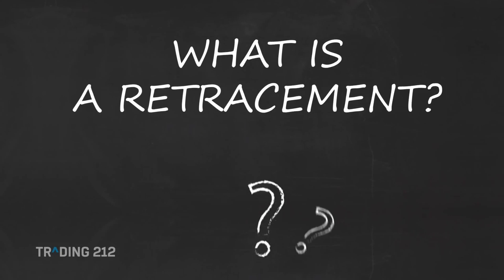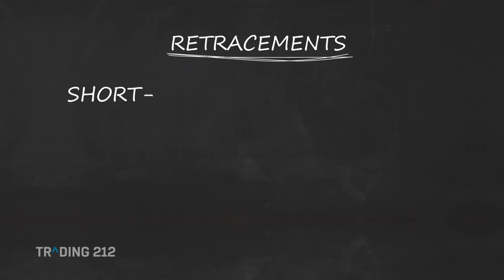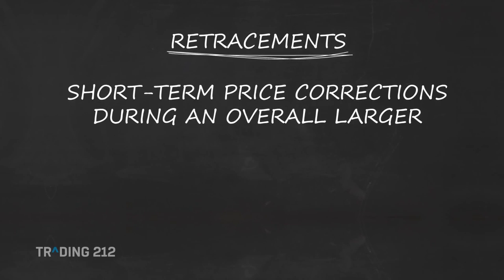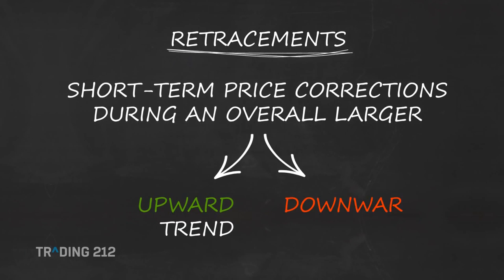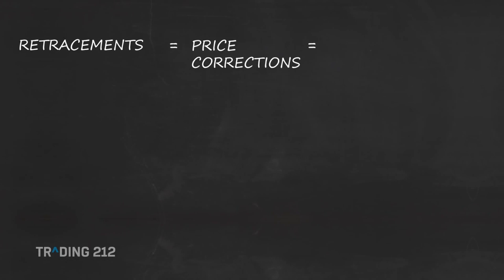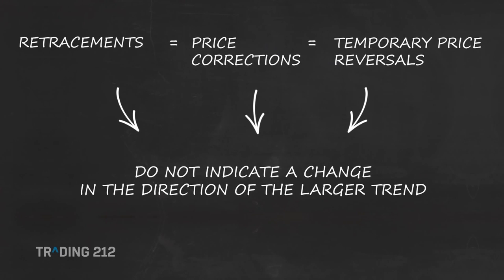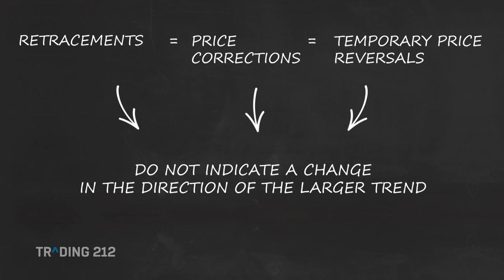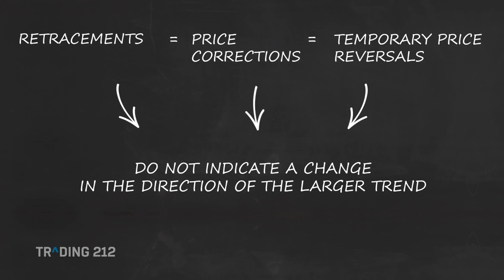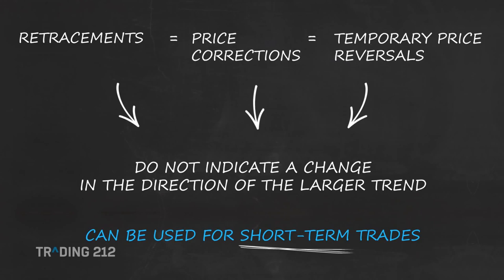What is a retracement? Retracements are short-term price corrections during an overall larger upward or downward movement. These price corrections are temporary price reversals and do not indicate a change in the direction of the larger trend. Finding and trading retracements is a method of technical analysis used for short-term trades.